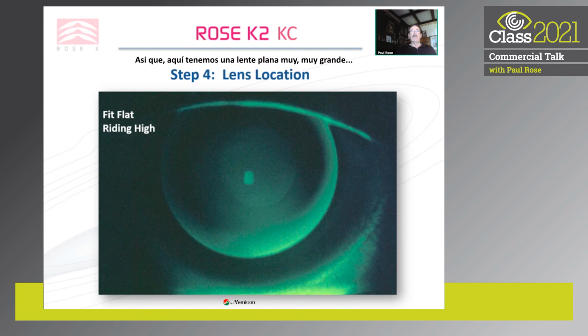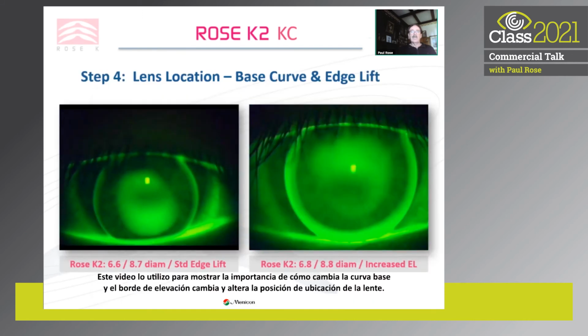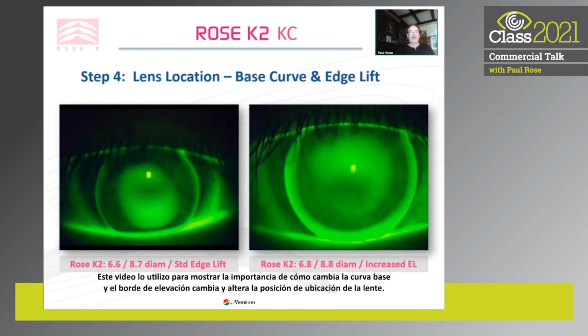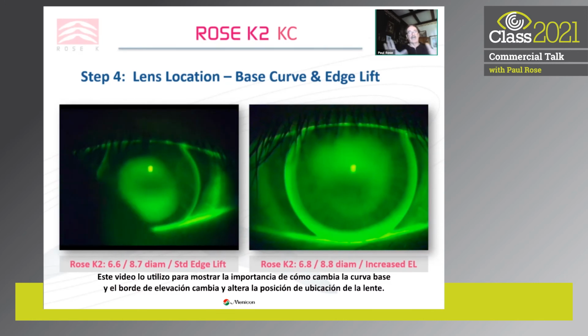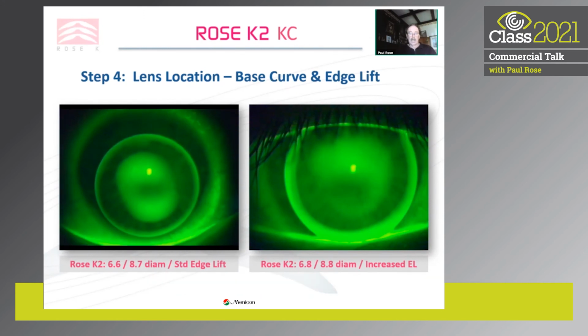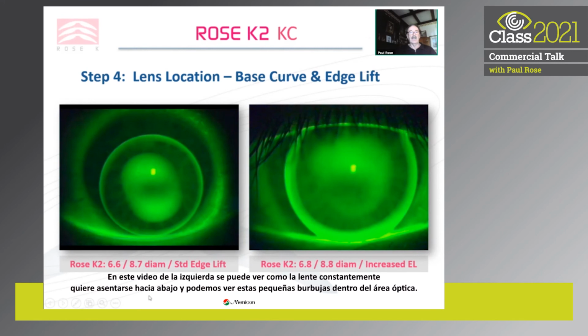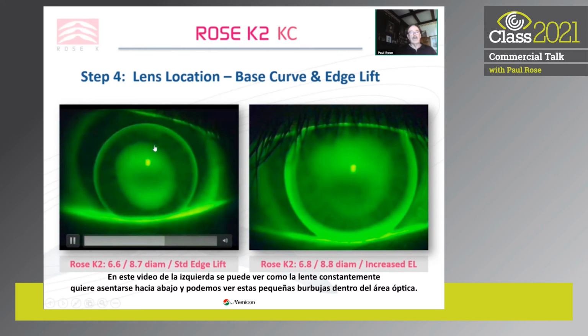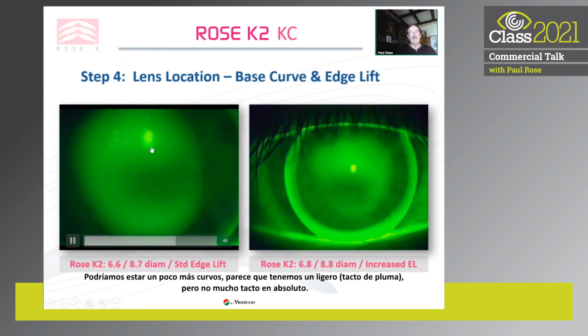So here we have a very, very large flat lens, and you can see how it's tucked under the top lid. We have a lot of lid attachment, and that causes the lens to ride high. This video I used to show the importance of how a base curve change and the edge lift change can alter the lens location. In this left video, you can see how the lens constantly wants to sit down. And we can see these little bubbles within the optic area, which suggests we might be a bit steep. We appear to have light feather touch, but not much touch at all.